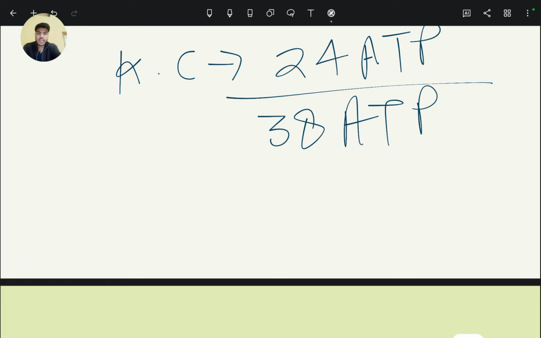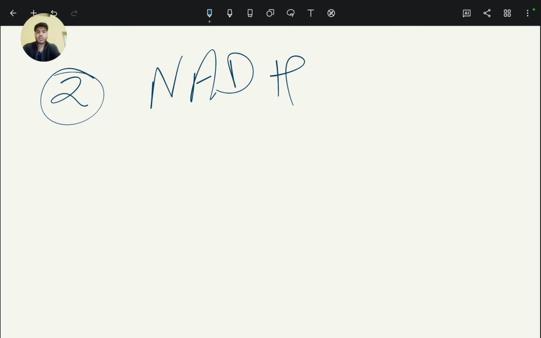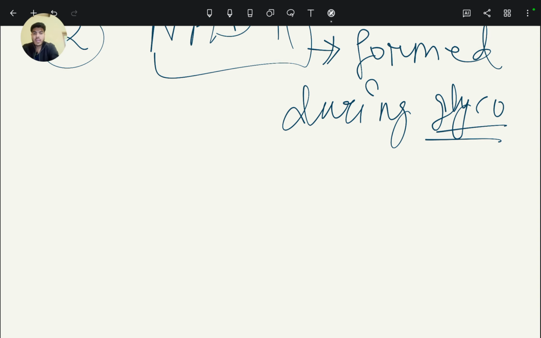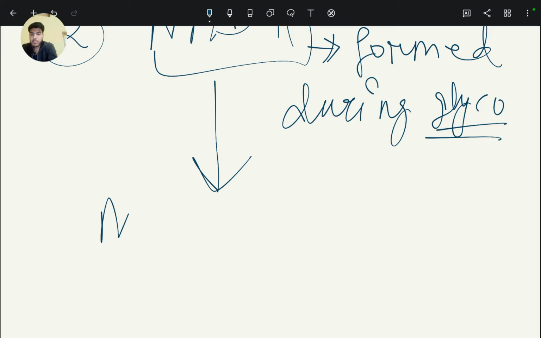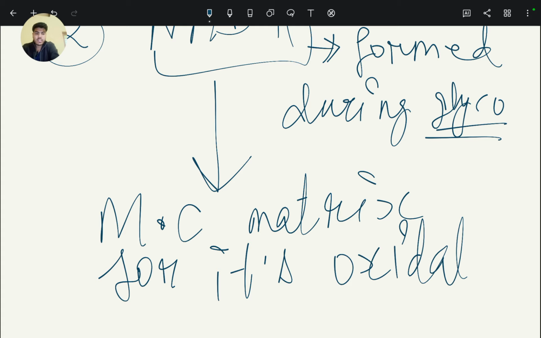And the next assumption is that the NADH formed during the glycolysis process is entered into the mitochondrial matrix for its oxidative phosphorylation.